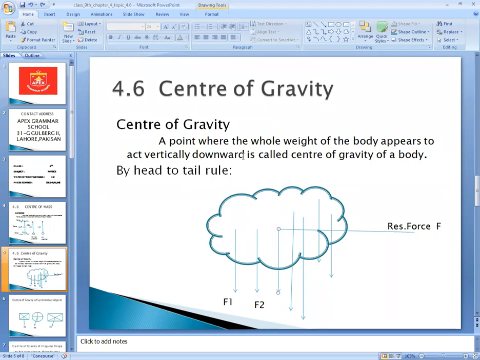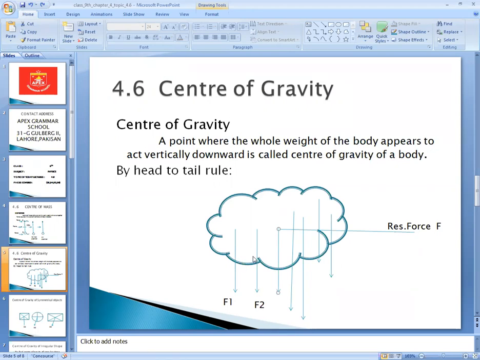So center of gravity is a point where the whole weight of the body appears to act vertically. Vertically downward means it is acting downward, in this direction. So vertical is straight and acting downward. So it is called the center of gravity of the body.